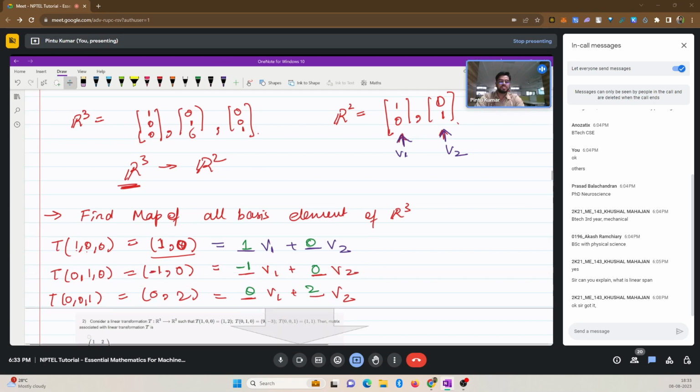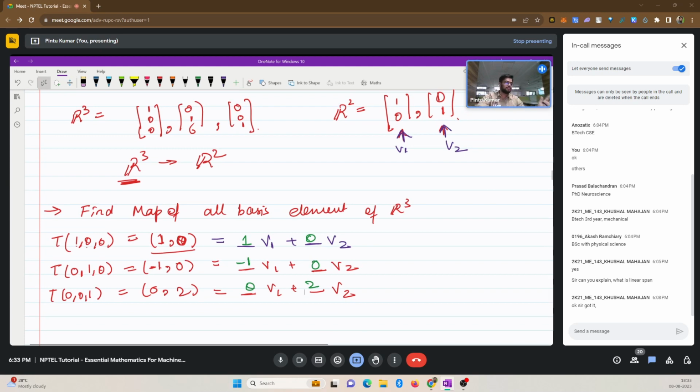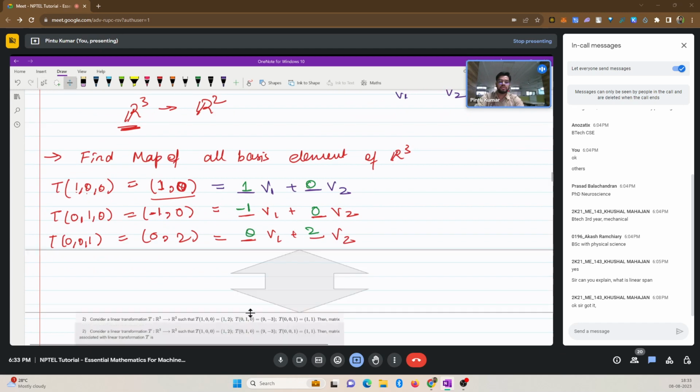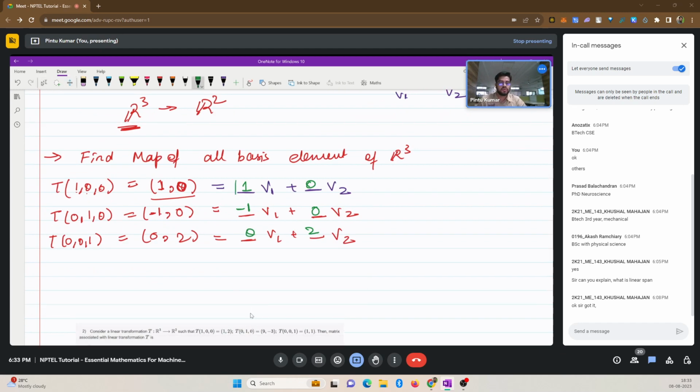After you have done this much, obtaining the matrix is very simple from here. Whatever coefficients I have written in green over here, you will write them in column form. The first column of the matrix is the coefficients of the first equation, so this would be (1, 0). The second column would be (minus 1, 0). The third column would be (0, 2). So this is the matrix corresponding to the linear transformation that we had.